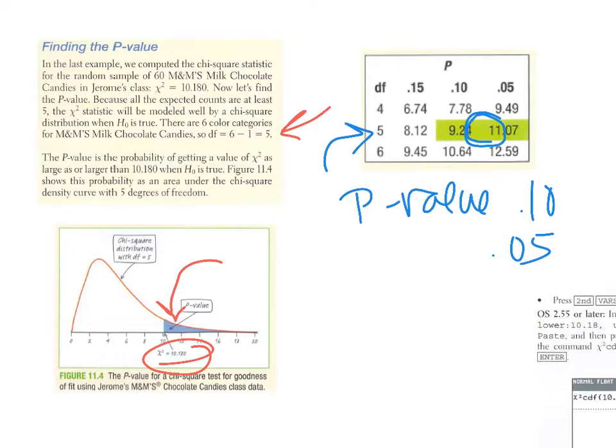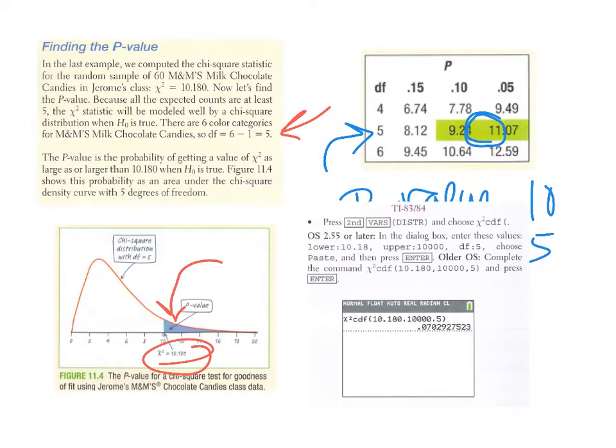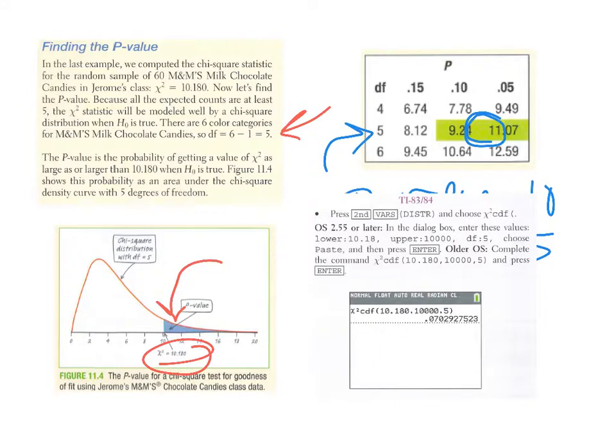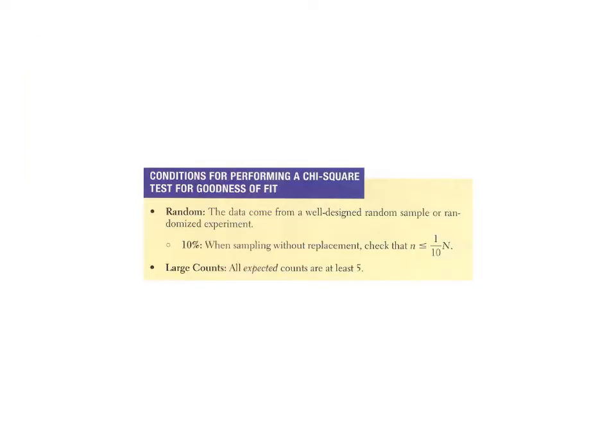If I'm doing it on my calculator, then I press 2nd VARS for distribution, and then I choose chi-square CDF. My lower value is my chi-square statistic, and the upper value is a big giant number. They chose 10,000. My degrees of freedom were 5. And that gives me a much more precise p-value of 0.07, instead of saying it's between 0.1 and 0.05.